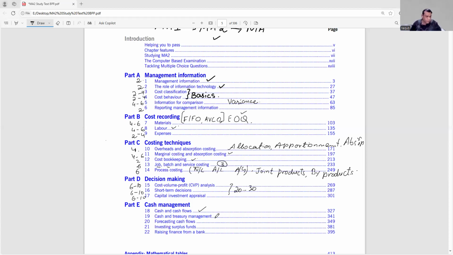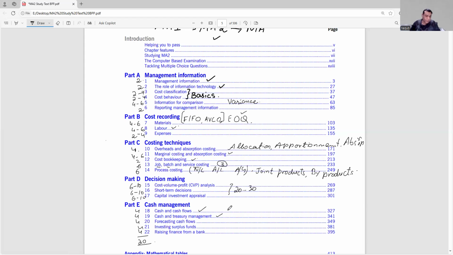Cash and cash flows, cash and treasury management, forecasting cash flows, investing surplus funds, and raising finance. Suppose the examiner asks at least two questions from each one of the chapters, so you can determine that there could be 20 marks from these five chapters. And what is the focus of these five chapters?